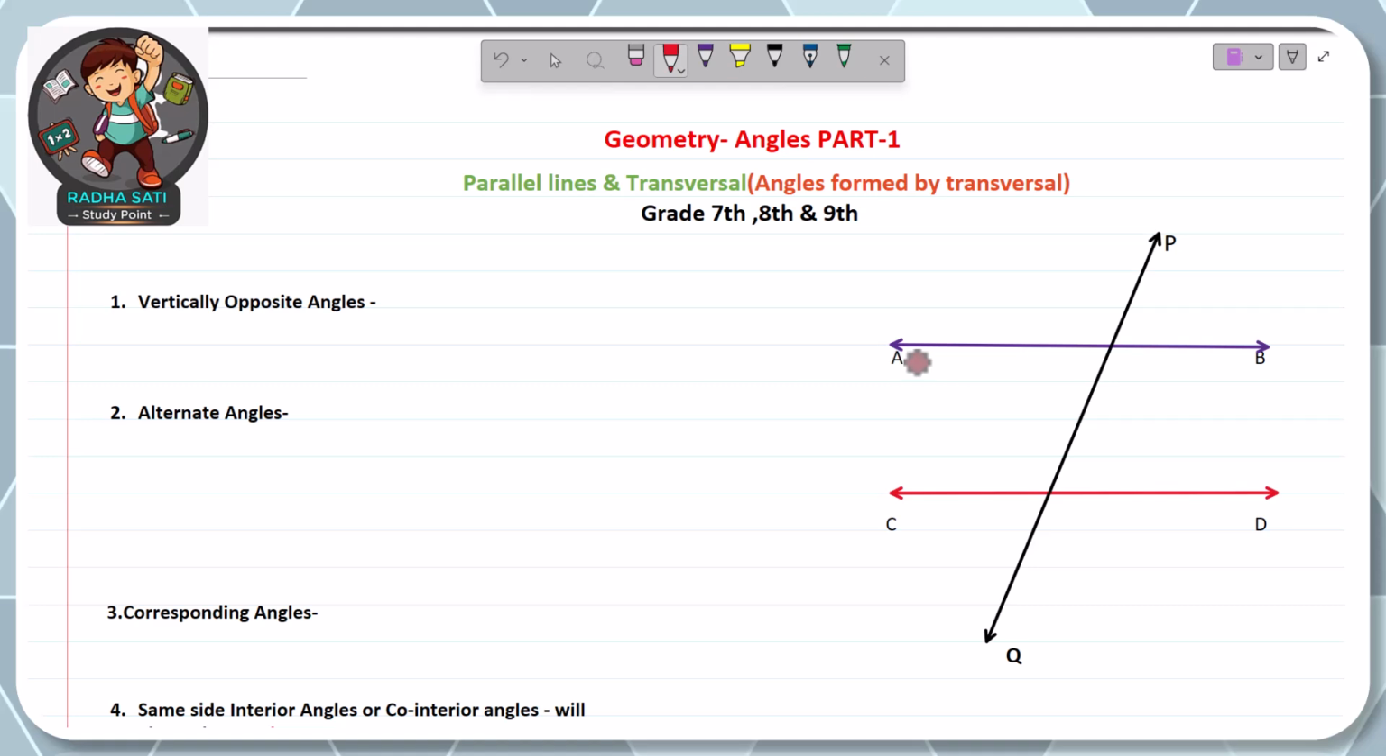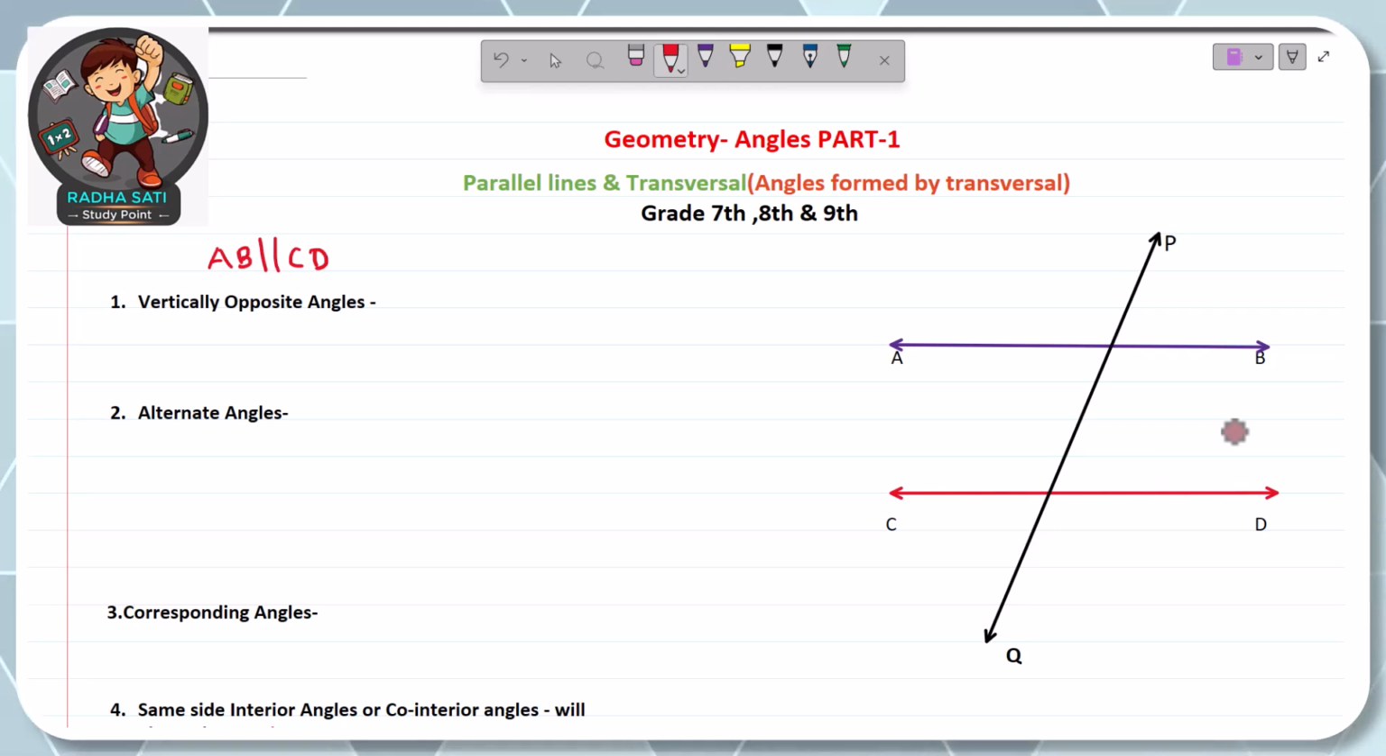Now first learn about parallel lines. What are parallel lines? Parallel lines means the lines in the same plane which will never intersect each other. This means when we extend these lines towards any end till infinity, these lines will never meet with each other. Okay. So here AB is parallel to CD. Okay. And this PQ is a transversal.